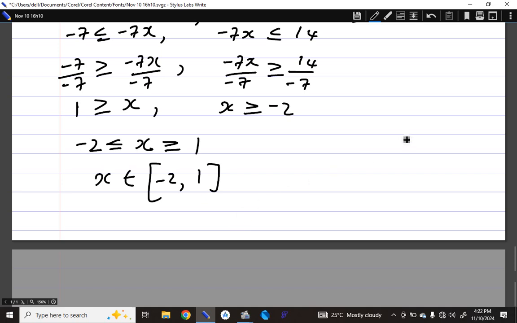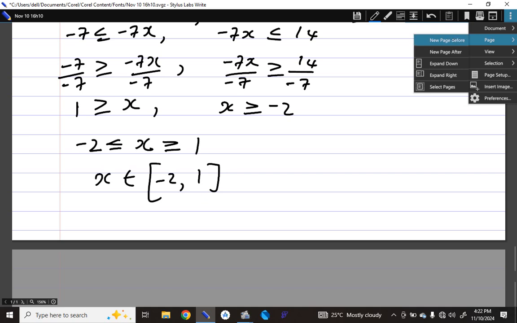Okay, so the next one, let me add a page. I think to add pages here. No? Okay, let me check how to add a page. Yes, add new page before, after.